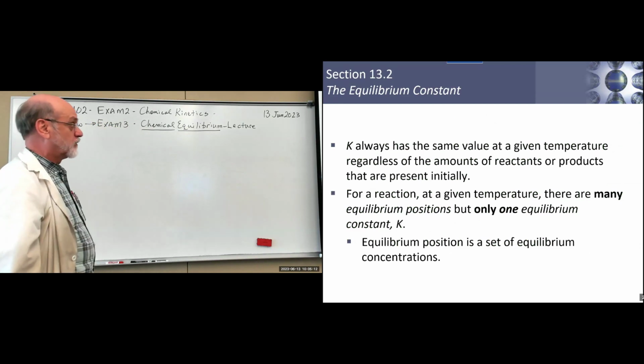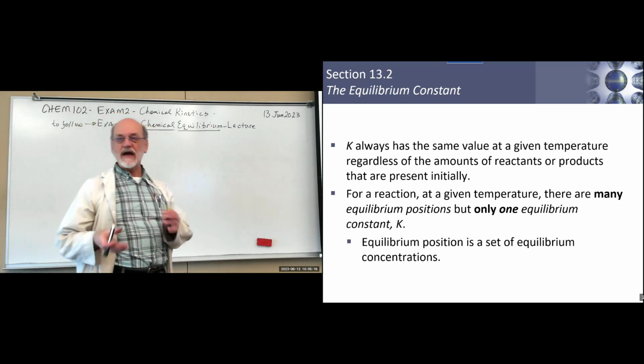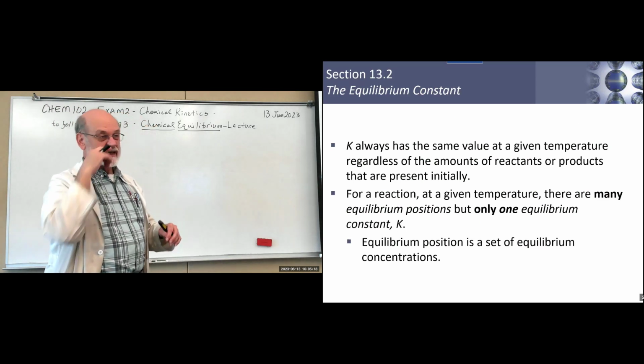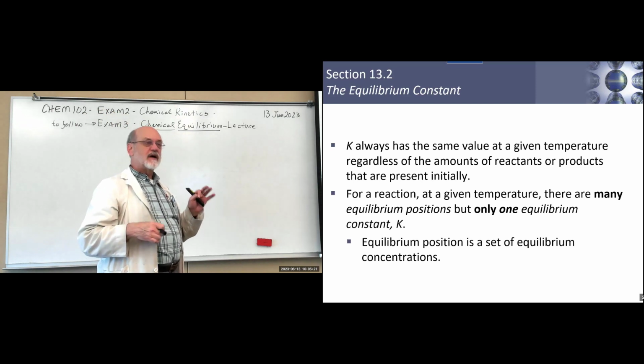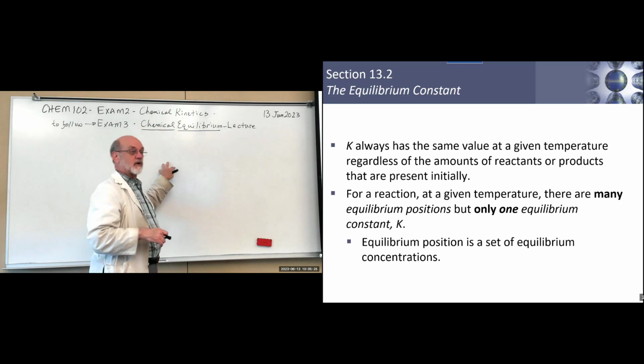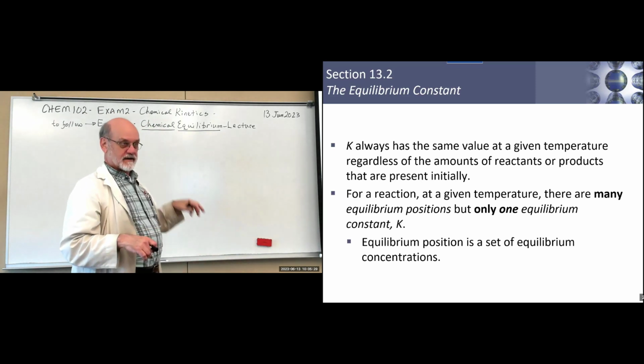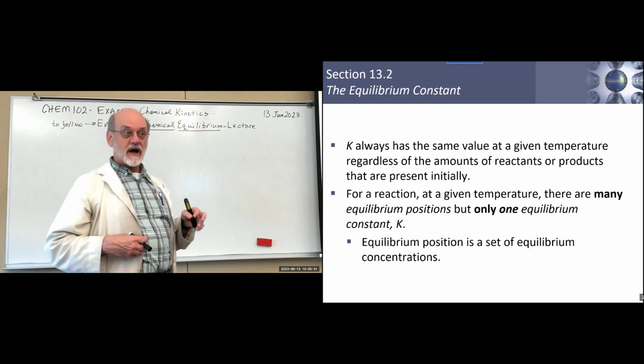K never changes for a given temperature, no matter how much of each reactant you use. It'll reach equilibrium, and the concentrations then placed into that mass action equation will always give you the same K for the same temperature. So we don't call it a K for nothing. It's a constant.